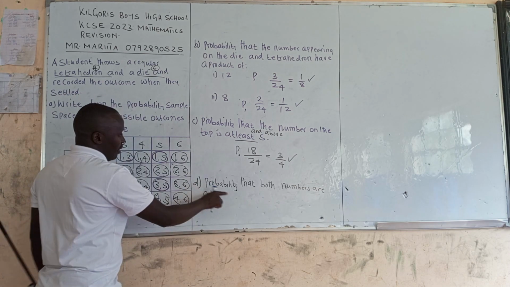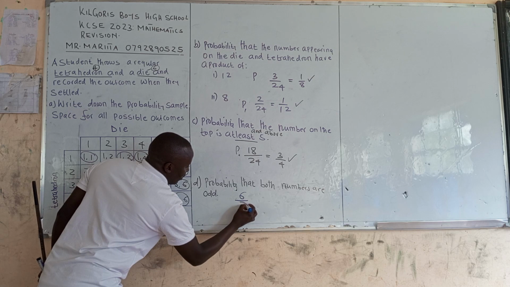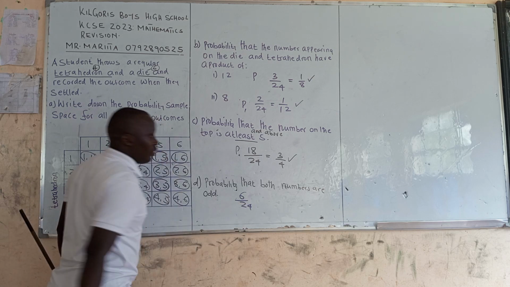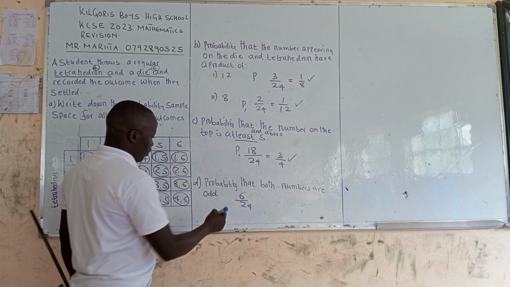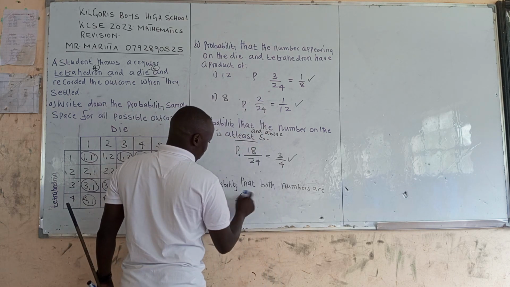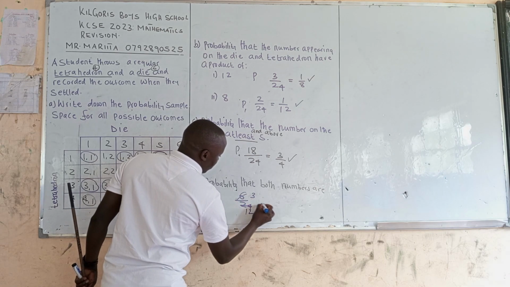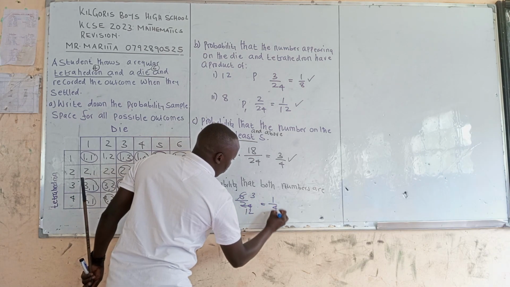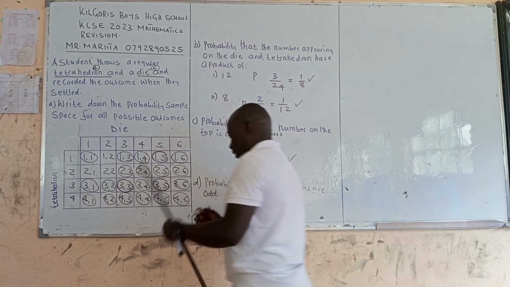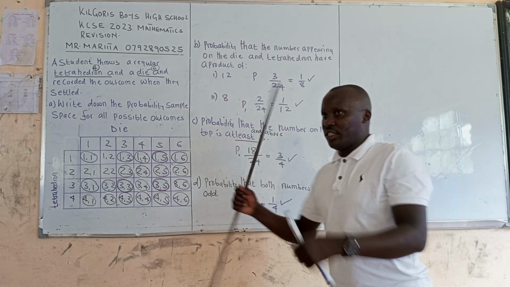So both numbers are odd in just 6 cases, all over 24. 6 over 24 simplifies to 1 out of 4. That is the probability that both numbers are odd.